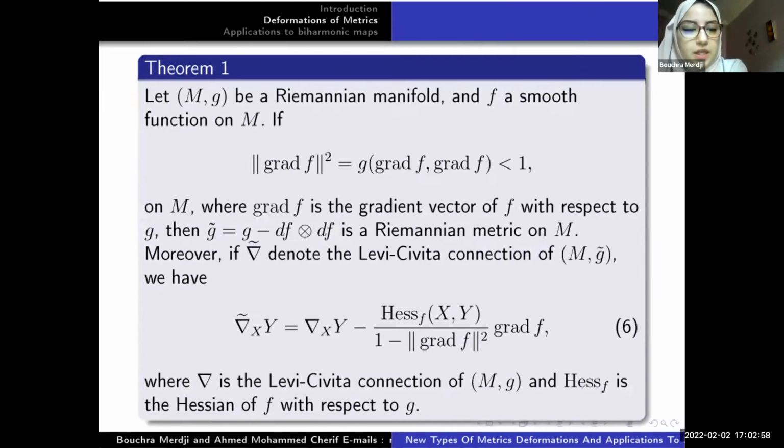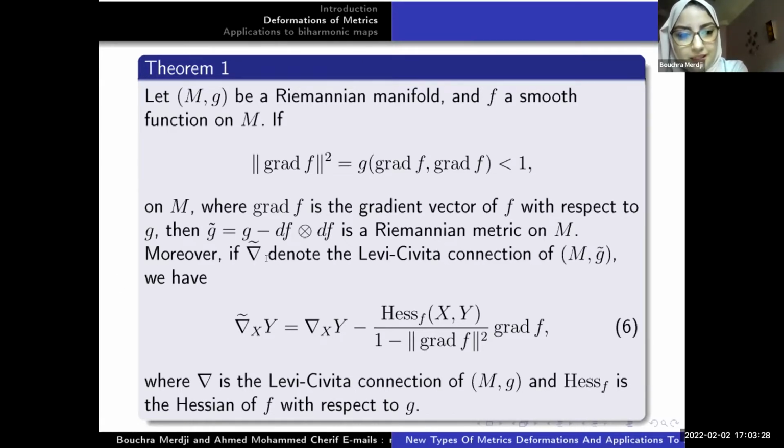For the first theorem, we have M a Riemannian manifold and F a smooth function on M. If the squared norm of the gradient of F, which is equal to G applied to gradient F, gradient F, is smaller than 1 on M, where the gradient F is the gradient vector of F with respect to the metric G, then the deformed metric G tilde is a Riemannian metric on M.